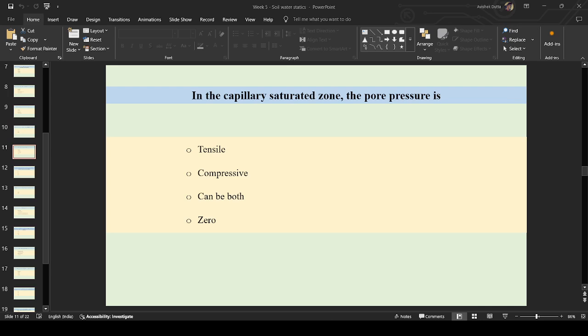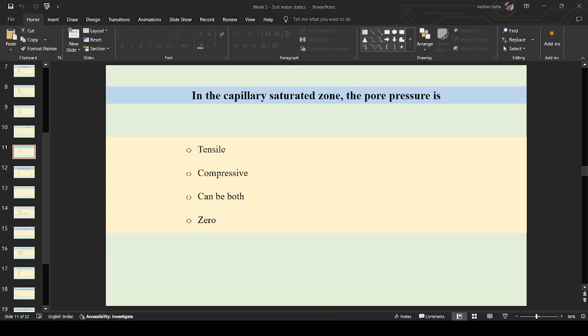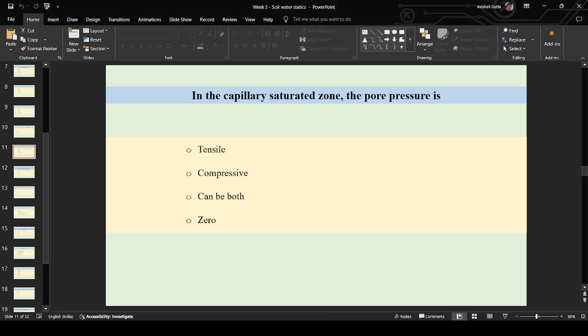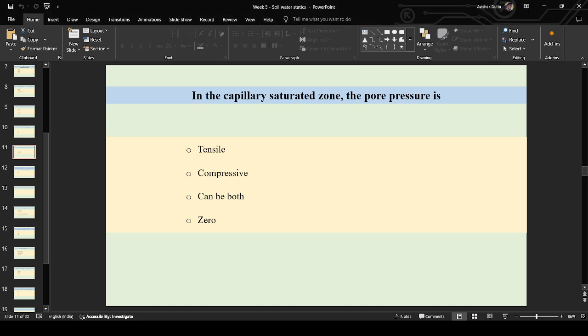Yes. In the capillary saturated zone, the pore pressure is. Your options are tensile, compressive, can be both, or zero.